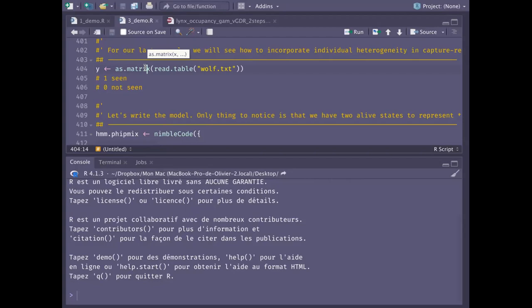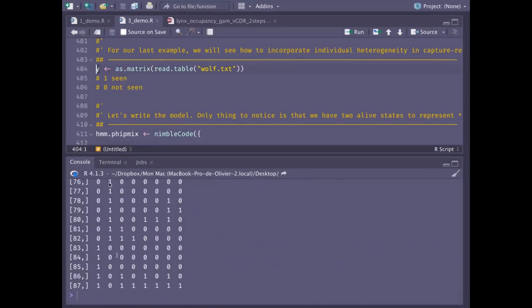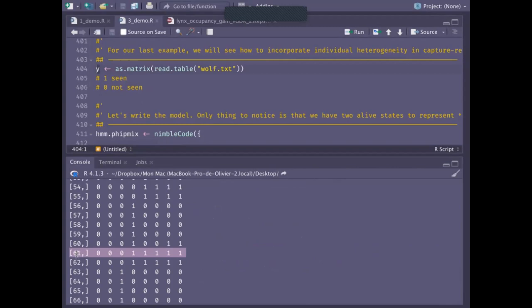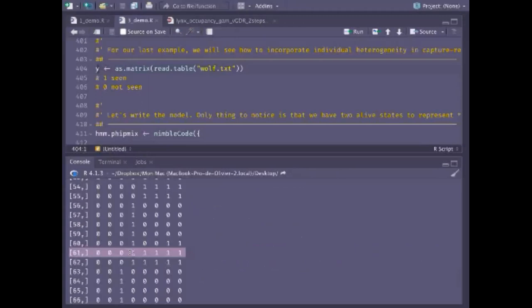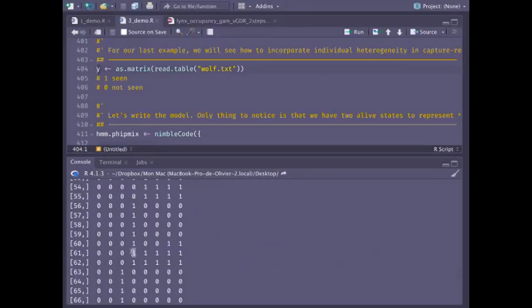If you have a look at Y, this data, it's just ones and zeros. So for example, this wolf, the 61 here, was detected through its genetic samples, it's scats mainly, and it was detected for the first time at the fourth occasion. Sorry, there is a helicopter passing by. And then it was seen again at all the subsequent occasions here, right?